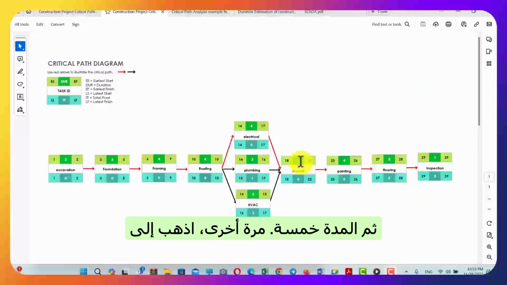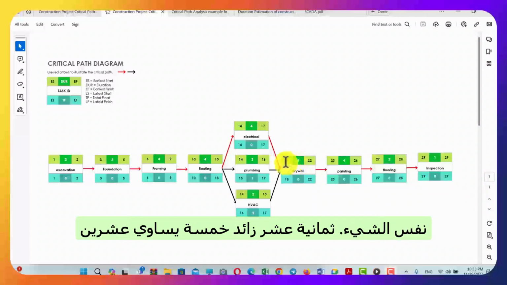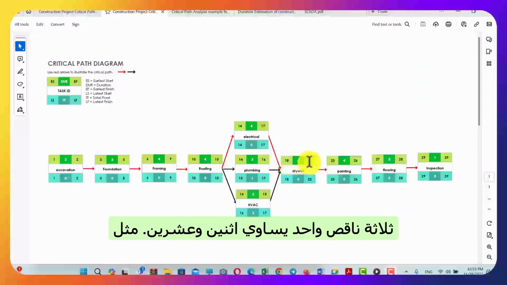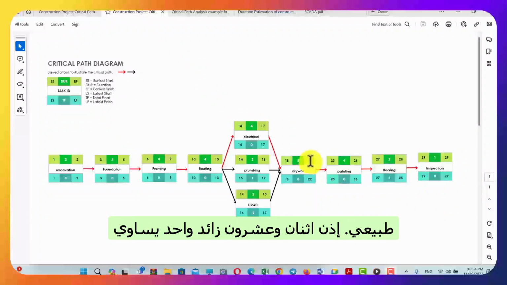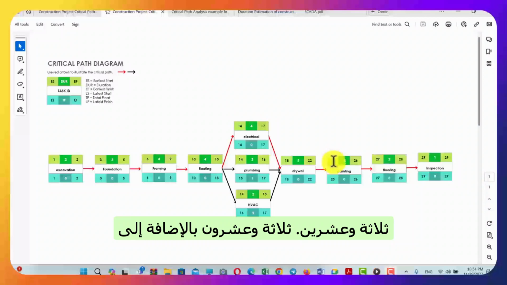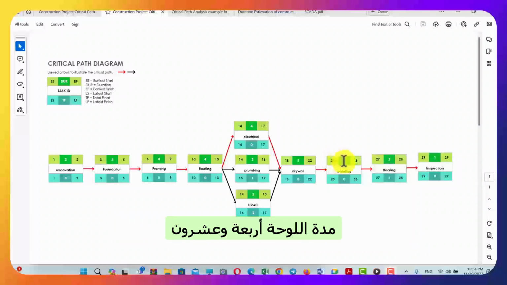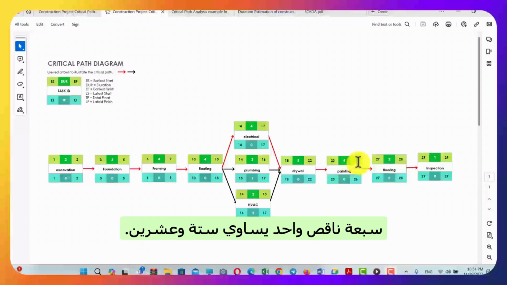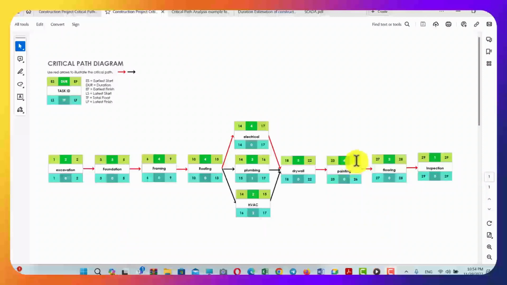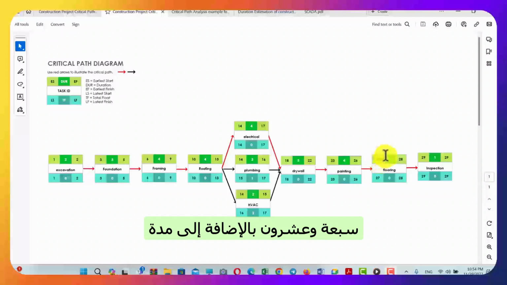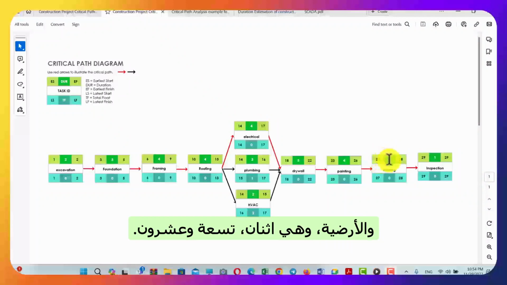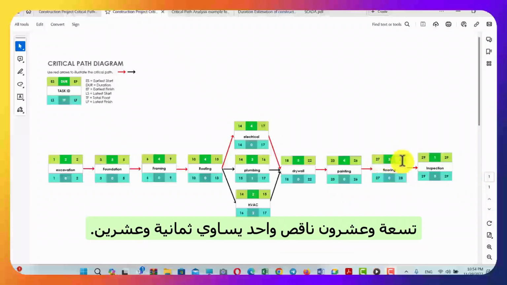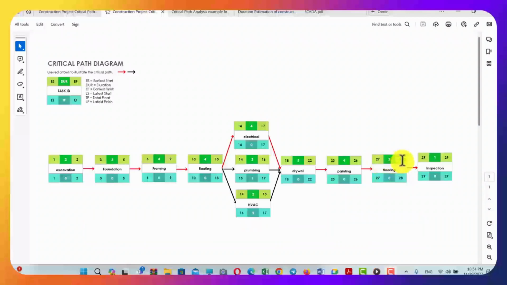Then the duration is 5. Again, the same thing: 18 plus 5 is 23, minus 1 is 22, as normal. Then 22 plus 1 is 23. 23 plus the duration of painting, which is 4, is 27, minus 1 is 26. Then 26 plus 1 is 27. 27 plus the duration of flooring, which is 2, is 29. 29 minus 1 is 28.